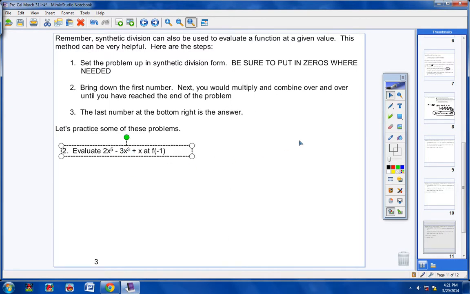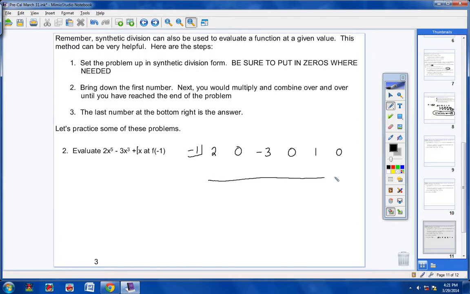Okay, let's evaluate 2x to the 5th minus 3x cubed plus x at f of negative 1, using synthetic division. So very quickly, I'm going to put a negative 1 in my box, and then I'm going to list out my coefficients. I have a 2 for my x to the 5th. Notice there's no x to the 4th, so I put a 0. For my x cubed, I put a negative 3. Notice there's no x squared, so I'm going to put a 0. For my x term, I have a coefficient of 1, so I put a 1. And then notice there's no constant term, so I put a 0 for my constant term, okay?